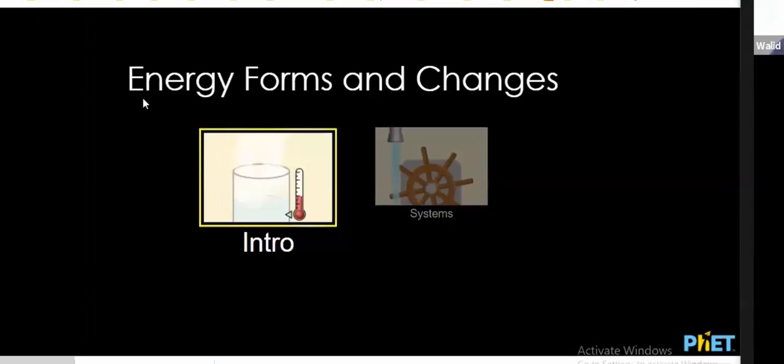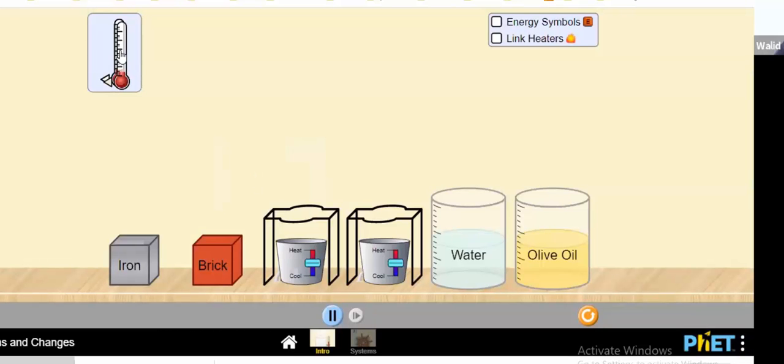And again, to open any link here, guys, you'll press control and then click on the link. Okay, so when you open the link, you click on the intro. You can see a thermometer, and you have different materials, like olive oil, and you'll see that the specific heat of water is more than 2 times the specific heat of olive oil. Okay, water has twice the specific heat, meaning it's twice the thermal insulator of olive oil.